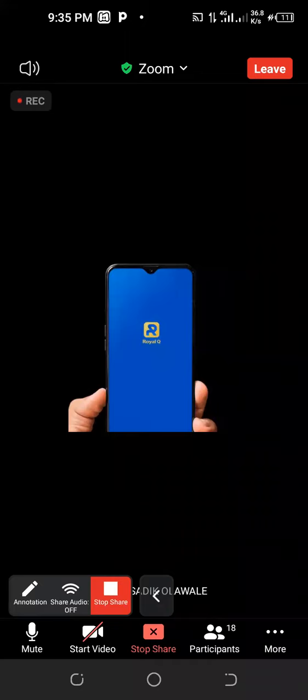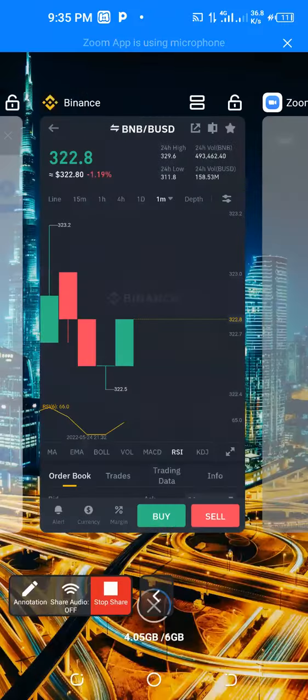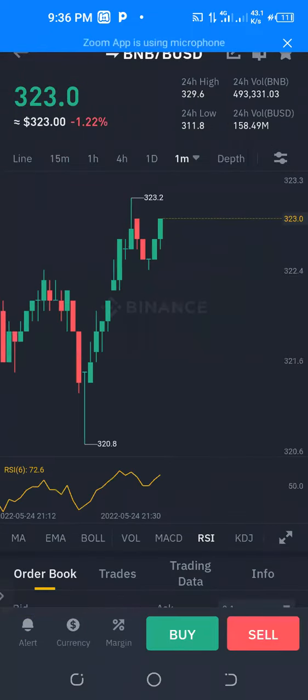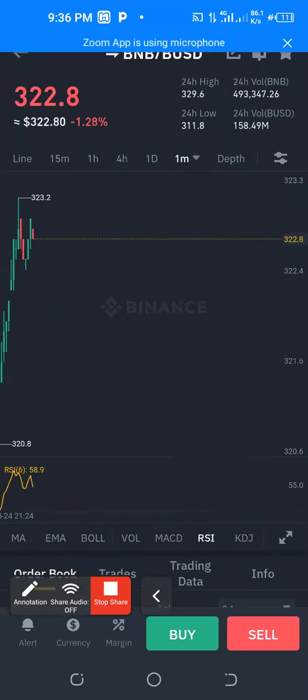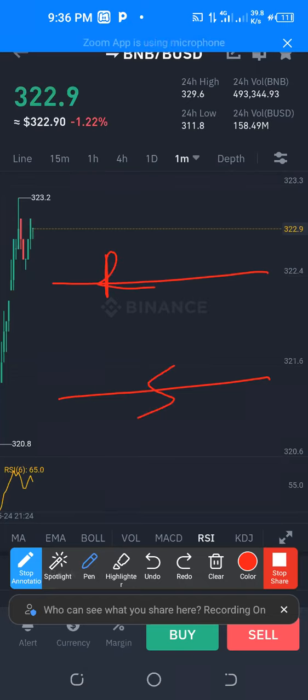The question says, how is the resistance spotted? Let me go back to my Binance. Actually, there was a class for support and resistance, but based on the question, first thing first, we need to know what support and resistance is. It's like a roof and the ground. Let me draw two lines. See these two lines. The top is the resistance, and the bottom is the support. This is how it is spotted.